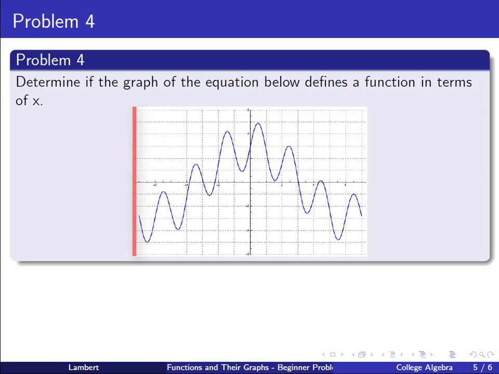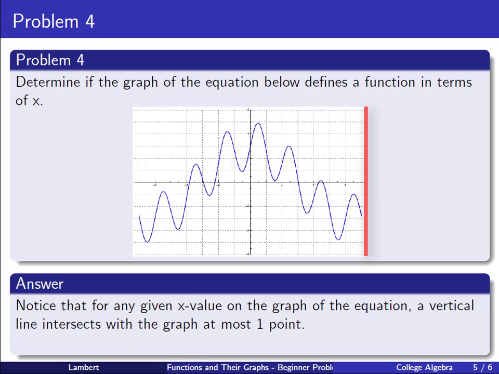So we'll start with this vertical line. We're going to slowly scan this thing across the whole graph. So watch as this vertical line progresses across, and notice that we have no points where it's hitting 2. So it seems like everything is hunky-dory and we're good. Notice that for any given x value, the vertical line is intersecting that graph at most 1 point.